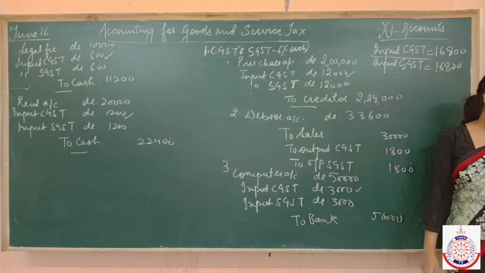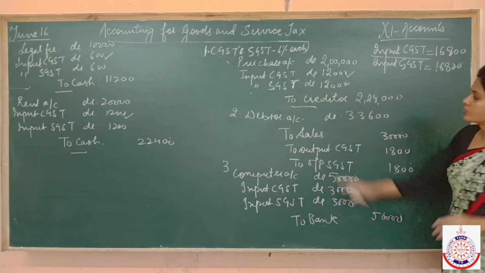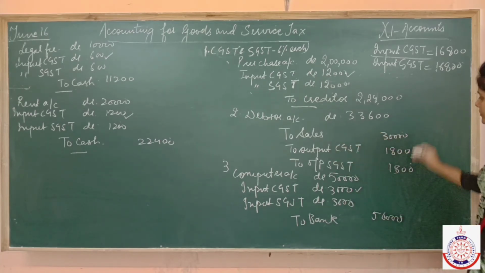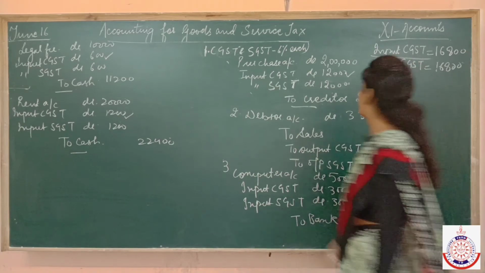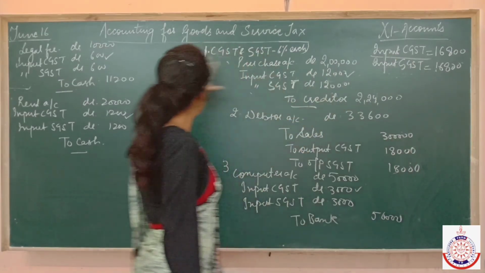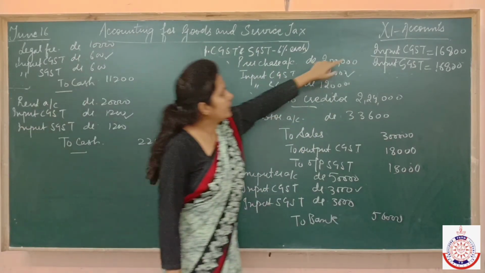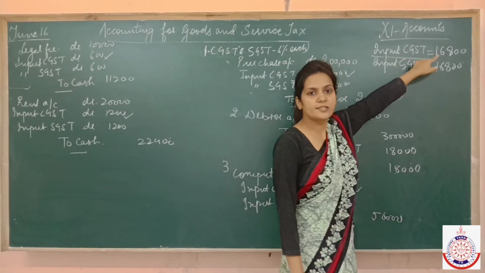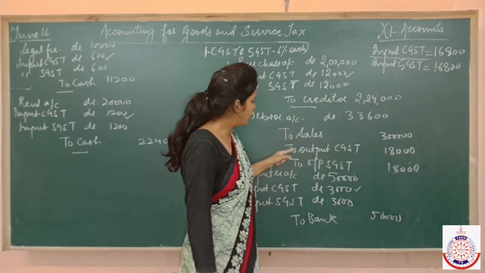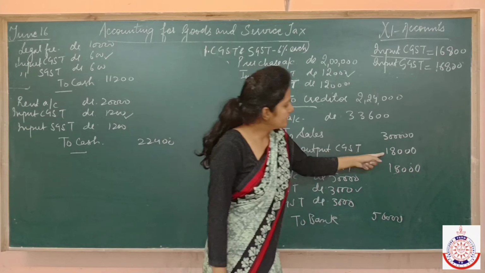I think I made a small mistake over here. The value of the goods was 3 lakh, not 30,000. 3 lakh है, तो ये 18,000 हो जाए. Now check output. अब इस पूरे सिचुएशन से हमें क्या क्लियर होगा, दैट इनपुट CGST we paid is 16,800 and output CGST we collected is 18,000.